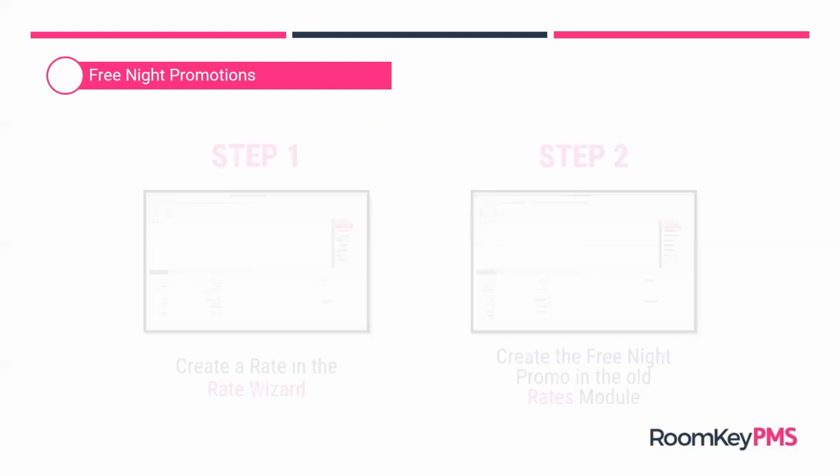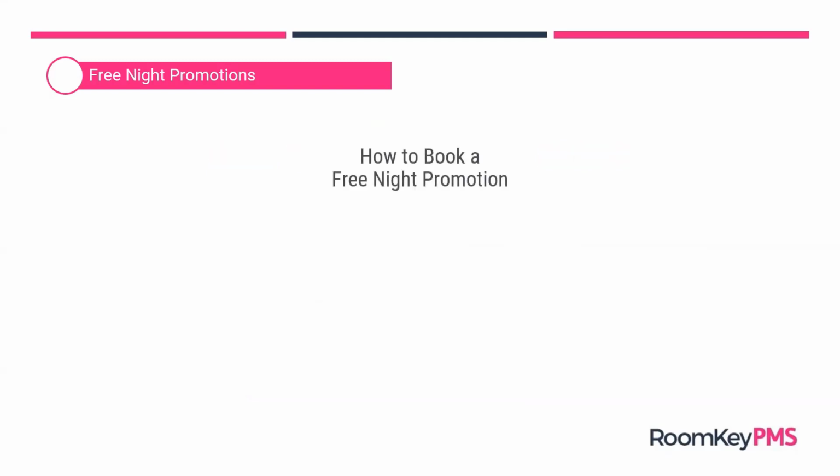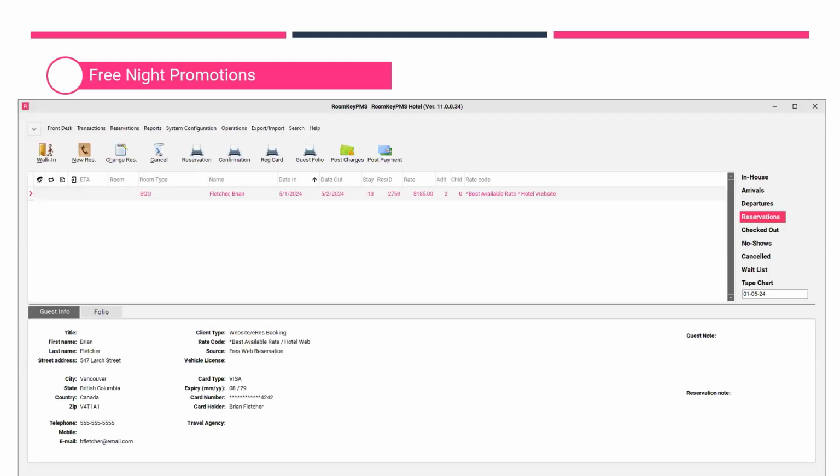So let's take a look at what that looks like on eRes from the guest perspective of what it looks like to book that free night promotion. And I'm actually going to show you that from the RoomKey itself. So if the guest calls in and they want to stay, I'm going to create a new reservation. Oh, it's going to pop up on screen here.